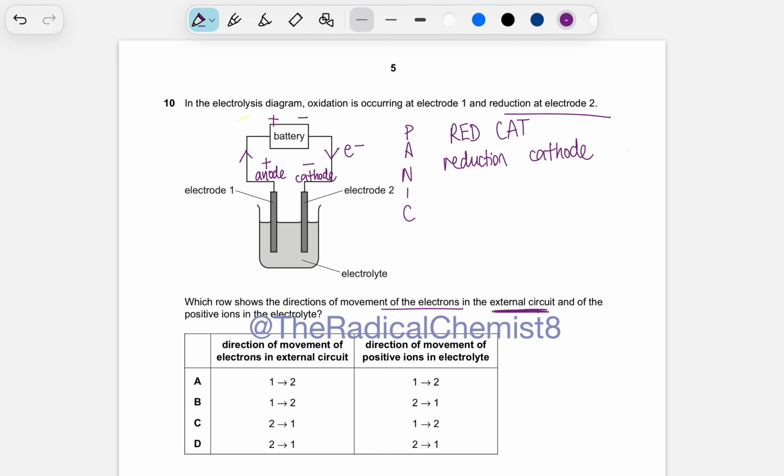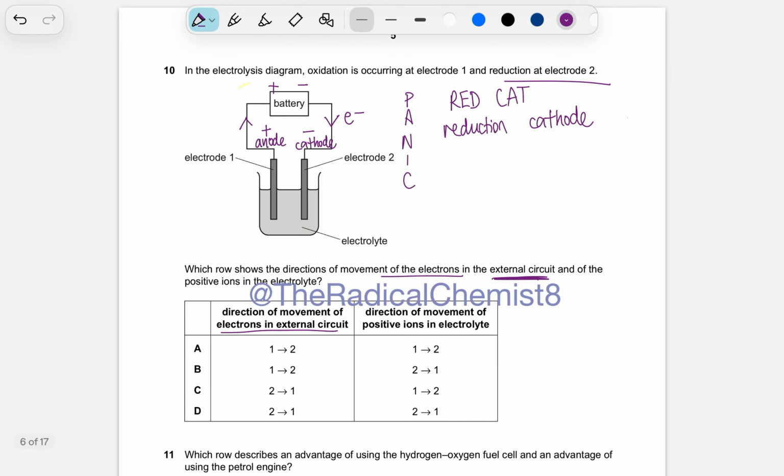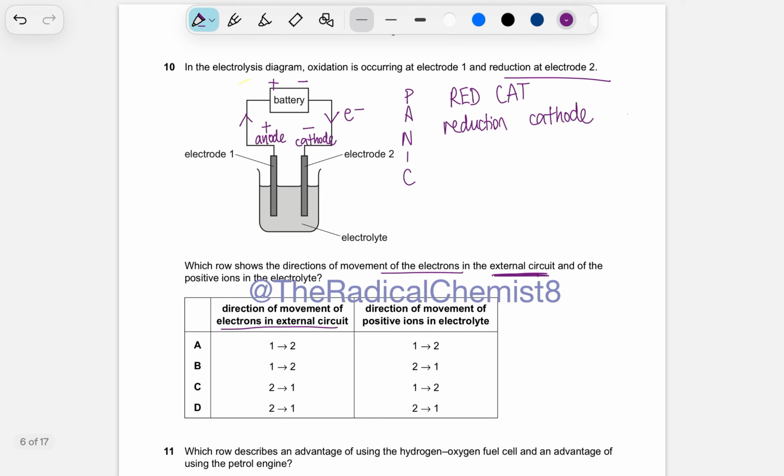in the electrolyte? So direction of movement of the electrons in the external circuit, we've just figured that out. So electrons go from the negative to the positive side. So you're going from electrode 1 to electrode 2. So your answer is either A or B. And then the movement of the positive ions in the electrolyte.